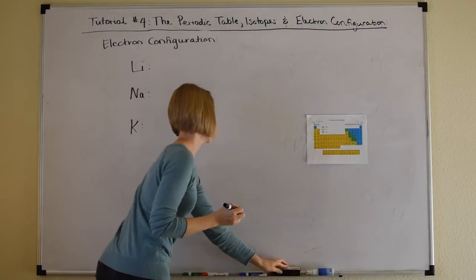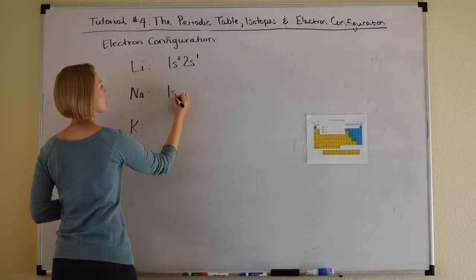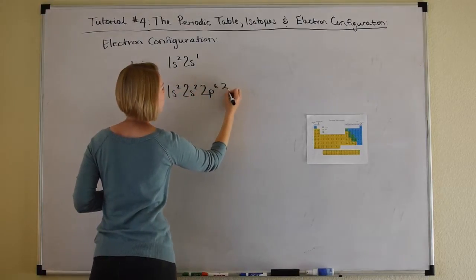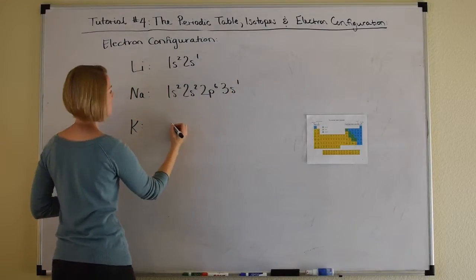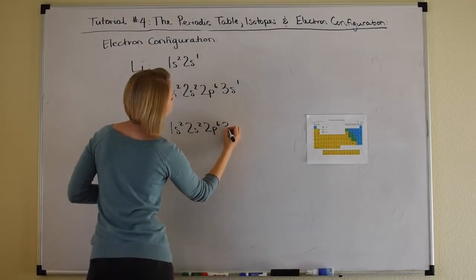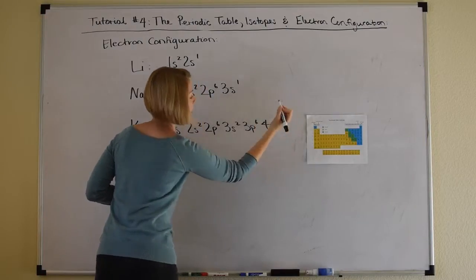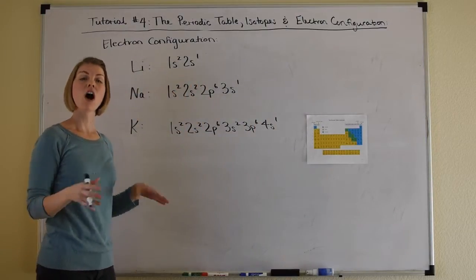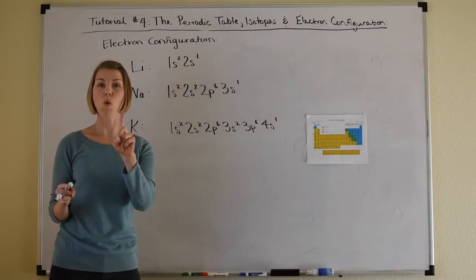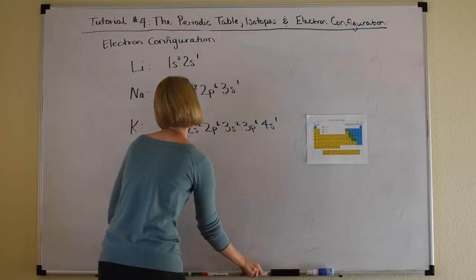Okay, so lithium is 1s2, 2s1. Sodium is 1s2, 2s2, 2p6, 3s1. And potassium is 1s2, 2s2, 2p6, 3s2, 3p6, and 4s1. Okay, notice the pattern here. All of your alkali metals are going to have a valence shell with just 1 electron, 1 valence electron. That's all they have. Okay, so let me circle it here.